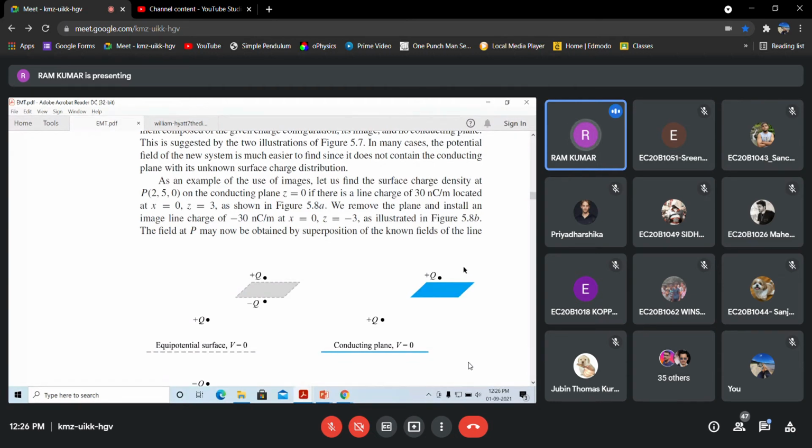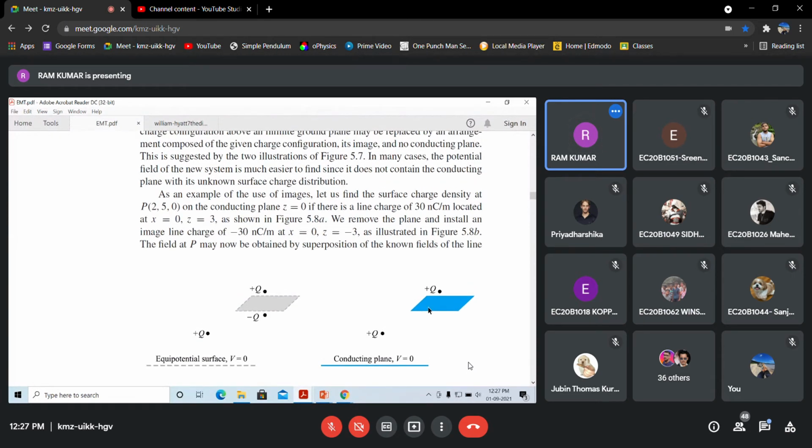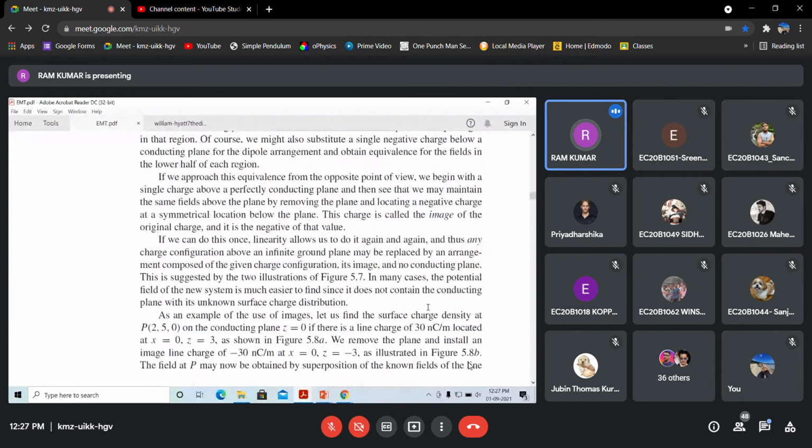If we remove this conducting plane and introduce the same charge with opposite sign on the bottom side, then the field is the same over here. If we are introducing the same charge on the opposite side, that is called the image. That is exactly the image of this positive charge, right? That is actually called the image. This is a technique called the method of image.